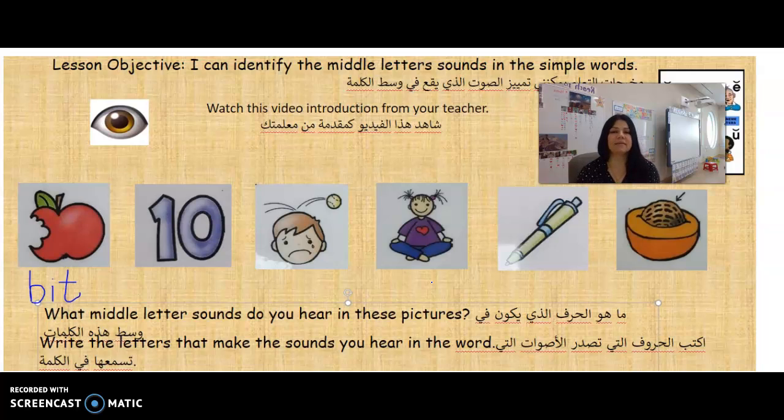S, E, T. Remember the sound, not the letter name. The sound. S, E, T. Sit. Okay, the next one is pen. P, E, M. P, E, M. Pen. And the last one is pit. E, E, T, pit. Remember to write all of those words and send them to your teacher.